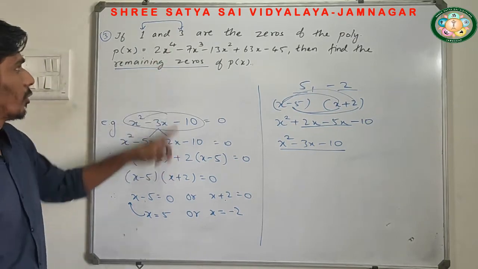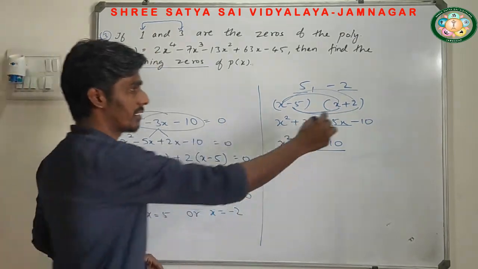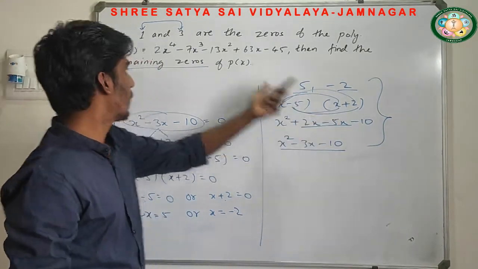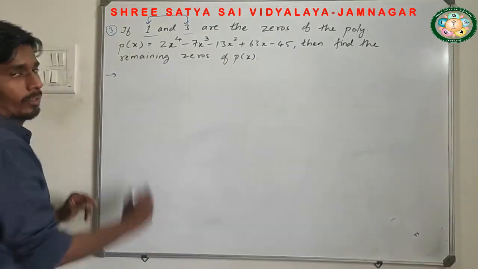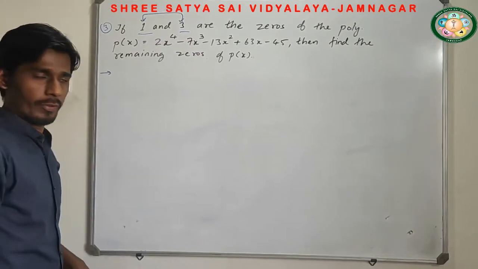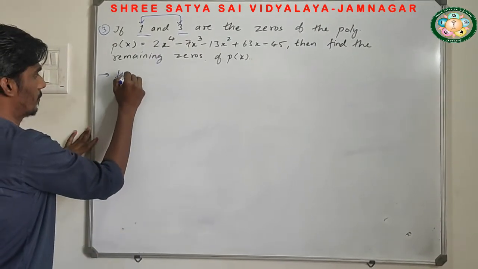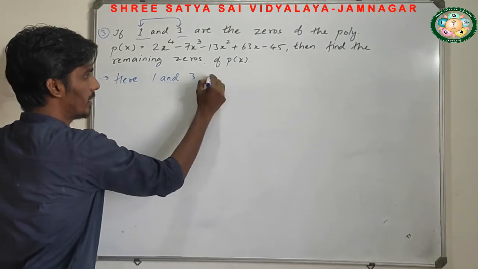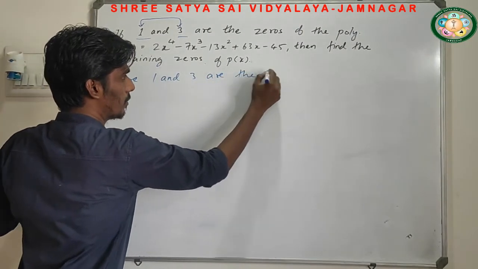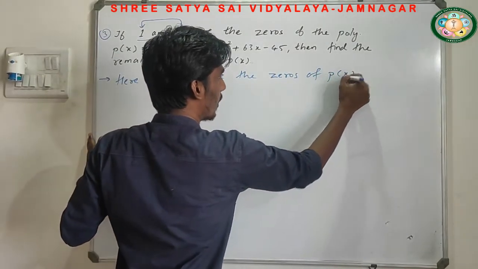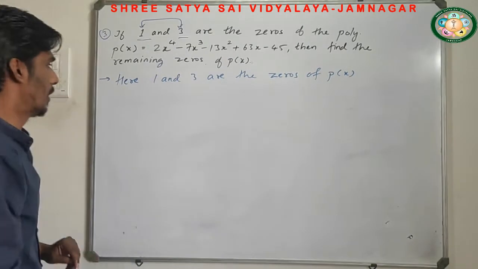So similarly we are going to use this for the next sum. From zeros we try to find out the polynomial. Now here 2 zeros are given. From these 2 zeros you have to find out their factors. So here 1 and 3 are the zeros of p of x.